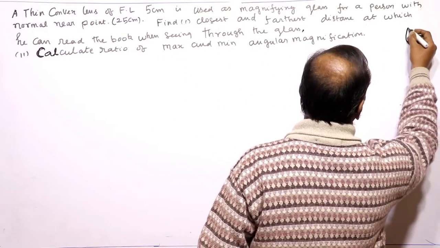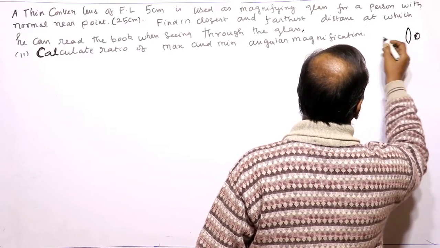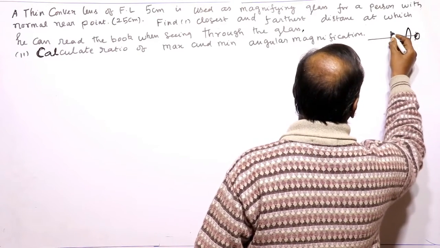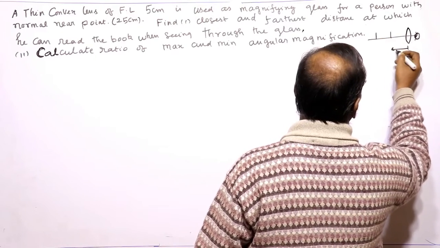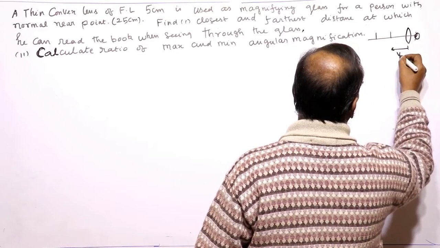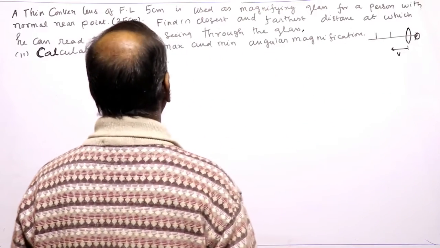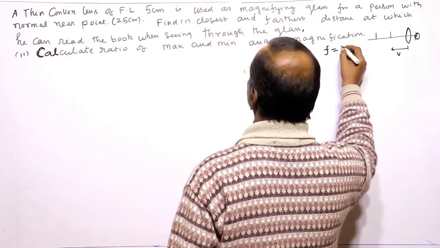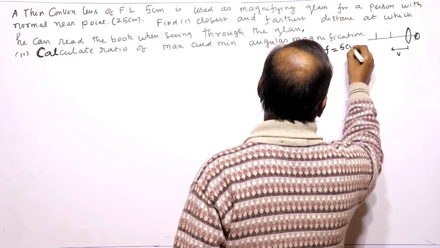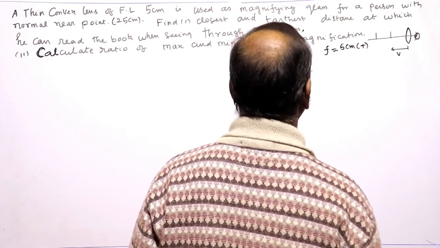So, this is the lens. This is a person seeing through his eyes, and the image is formed here. Thin convex lens, focal length is equal to 5 centimeter, and it is positive because it is a convex lens.